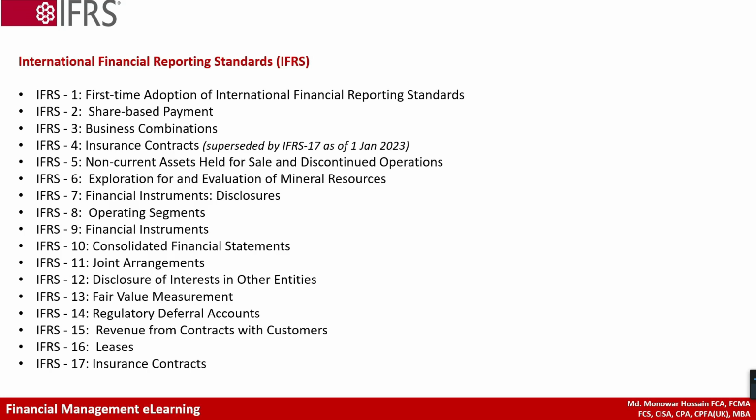Number 1, IFRS 1, First-time Adoption of International Financial Reporting Standards. IFRS 2, Share-based Payment. IFRS 3, Business Combinations. IFRS 4, Insurance Contracts, is superseded by IFRS 17 as of 1st January 2023. IFRS 5, Non-current Assets Held for Sale and Discontinued Operations. IFRS 6, Exploration for and Evaluation of Mineral Resources. IFRS 7, Financial Instruments: Disclosures. IFRS 8, Operating Segments. IFRS 9, Financial Instruments. IFRS 10, Consolidated Financial Statements.